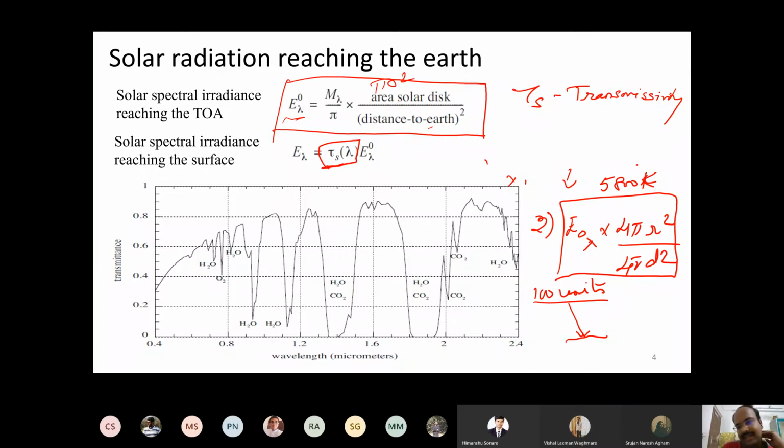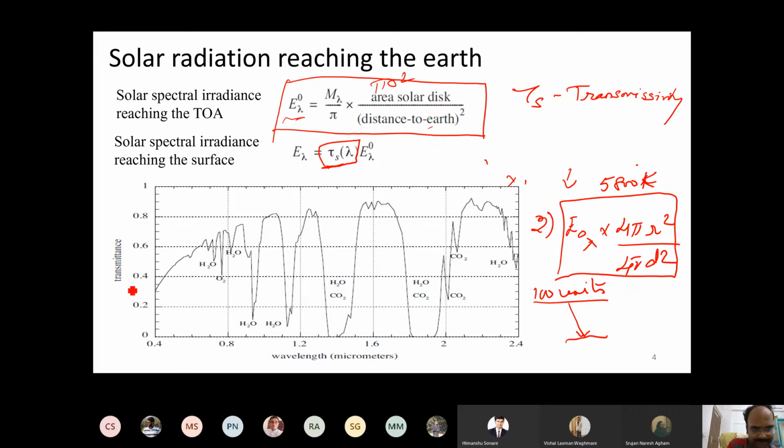if 100 units of energy reaches the top of atmosphere, what fraction of it reaches the surface gives us what is known as transmissivity. Even for the clearest atmosphere, totally clean without any dust or aerosol, transmissivity will not be 1. It is only for microwave wavelengths that transmissivity is very close to 1. In the rest of the cases, transmissivity will vary.